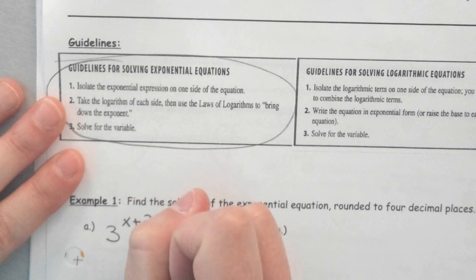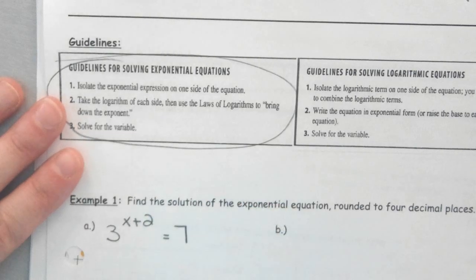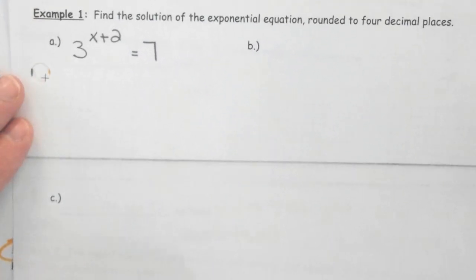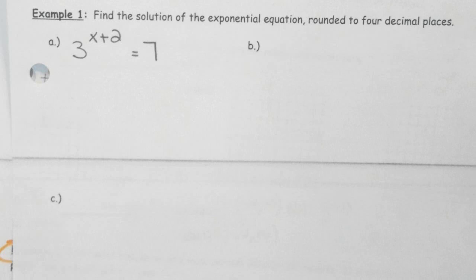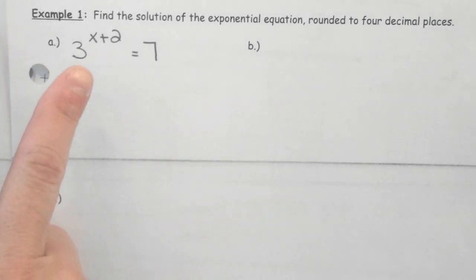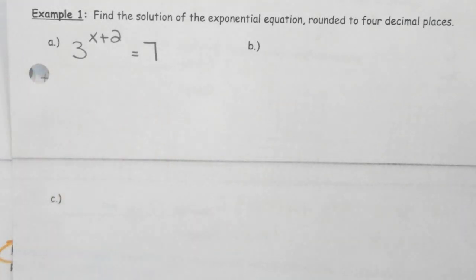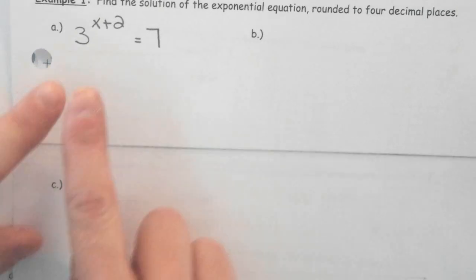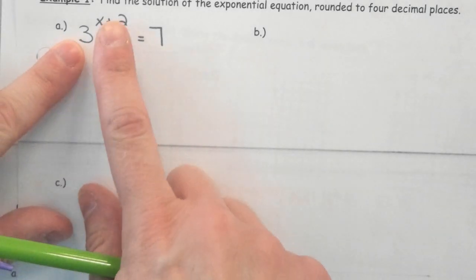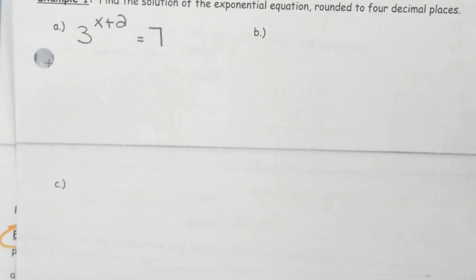So let's say this is our first problem, because, well, it is our first problem. 3 to the x plus 2 equals 7. So again, thinking back to that strategy, do you see how 3 to the x plus 2 is isolated? There's nothing else over here being multiplied or added or anything else. So that's as isolated as it can be. This is what we're looking for: one term raised to a power. And that's what we got.